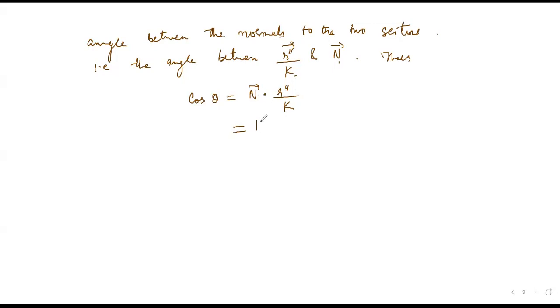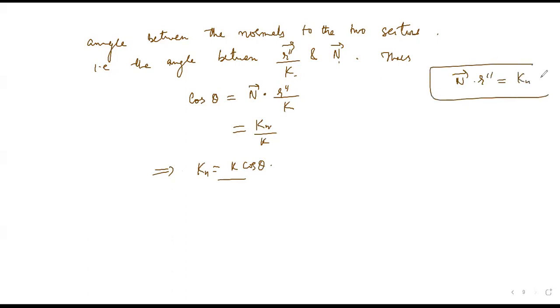So this is just Kn by K, which implies that Kn is equal to K cos theta. इन्हें कुछ खास इसमें करना नहीं था, it was a straightforward calculation. क्योंकि हमें पता है N dot R double dash जो है, that is the curvature of the normal section at a point, which is also equal to, जब हमने इसको evaluate किया था R double dash को in terms of the fundamental magnitude, it is equal to LDu square plus twice MDu dv plus NDv square divided by EDu square plus twice FDu dv plus Gdv square.